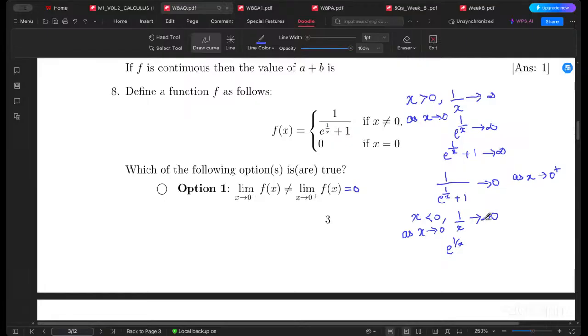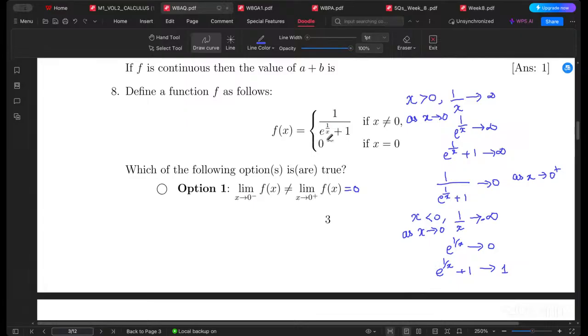That's what I'm asking again and again. Now x is less than 0. So in that case, as x goes to 0, 1 by x will go to minus infinity. So e power 1 by x will go to 0. If this goes to 0, what will happen to e power 1 by x plus 1? It is 1. So you see that this is going to 1, and the whole term will also go to 1.